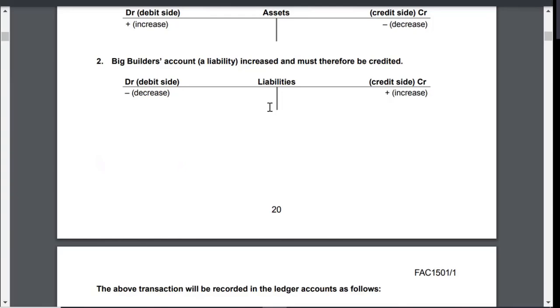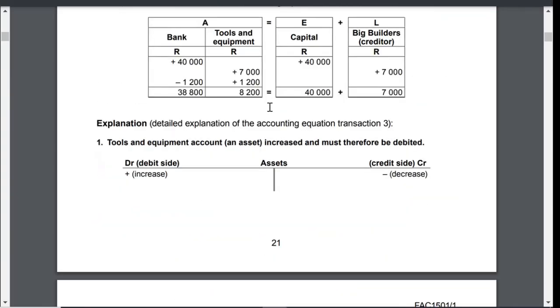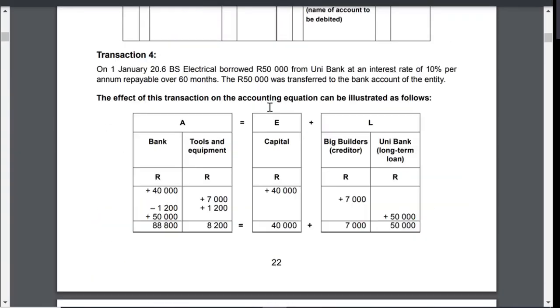So let's look at transaction number 4. Transaction number 4 says on the 1st of January, BS Electrical borrowed 50,000 from Unibank at an interest of 10% per annum for 60 months. The 50,000 was transferred to the bank account of the entity.